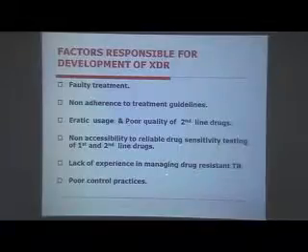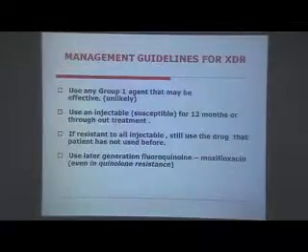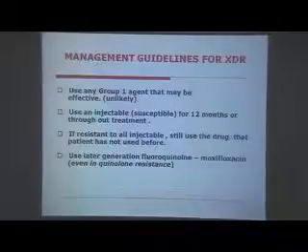Lack of experience in managing drug resistance, poor control practice. These are all the common causes for development of XDR TB. Again, XDR is the same as MDR. First you have to use drugs from group 1, which is very unlikely. In XDR, you don't expect a patient to be sensitive to INH, rifampicin, pyrazinamide or ethambutol. Very unlikely. Use an injectable for 12 months throughout the treatment. If resistant to all injectables, please look at this point 3.